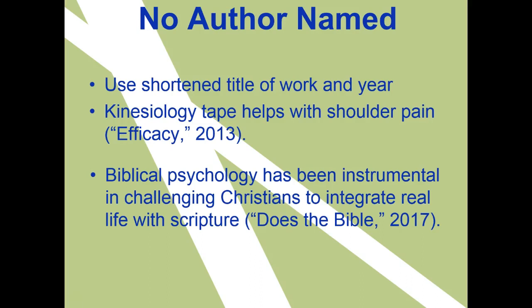Now, when there's no author named, sometimes there'll be an article online and you can't find any author. What we simply do is we use a shortened title of the work, 1 or 2 or 3 words, the beginning words usually of the article, and simply put that in quotes as the title of the article, followed by the year of publication. So, kinesiology tape helps with shoulder pain. If it was "Efficacy of RPT for Shoulder Pain," it would just be "Efficacy," 2013.